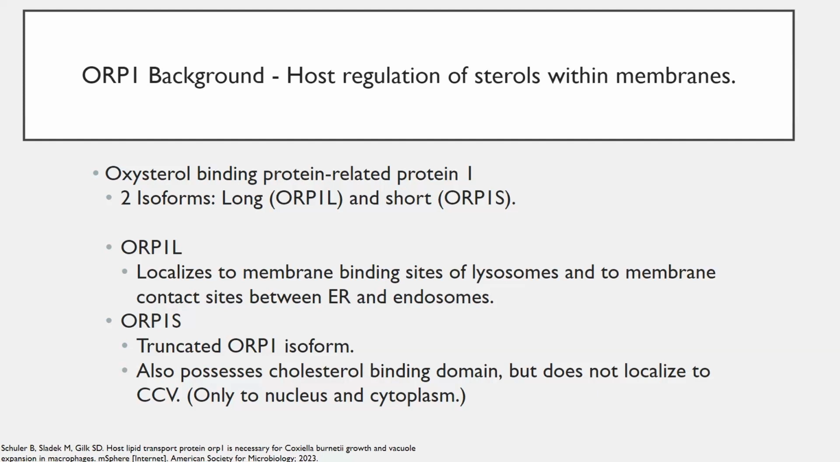This one localizes to the membrane binding sites of lysosomes and to the membrane contact sites between the ER and endosomes. So it's basically coming into contact between where the CCV is contacting with the ER, and at that location regulating cholesterol within the CCV. And its truncated ORP1S form also can bind to cholesterols, but does not localize to the CCV. So I believe it's just in the nucleus and the cytoplasm.